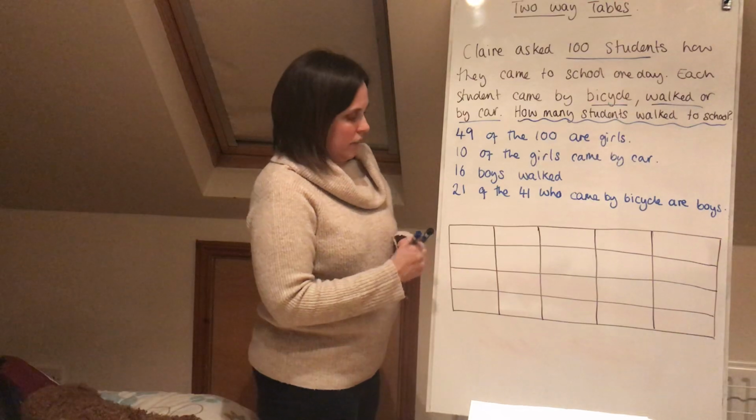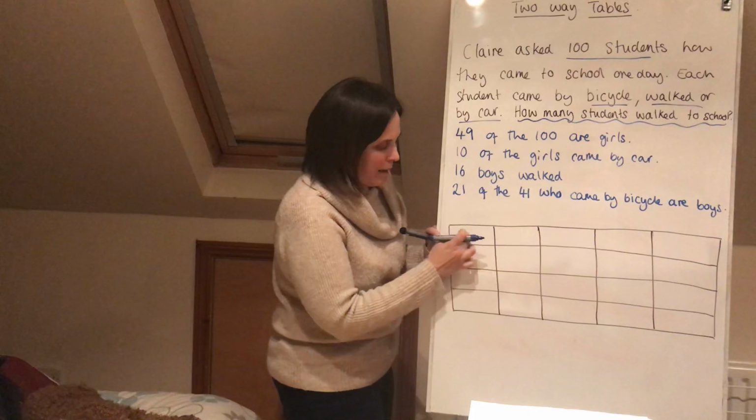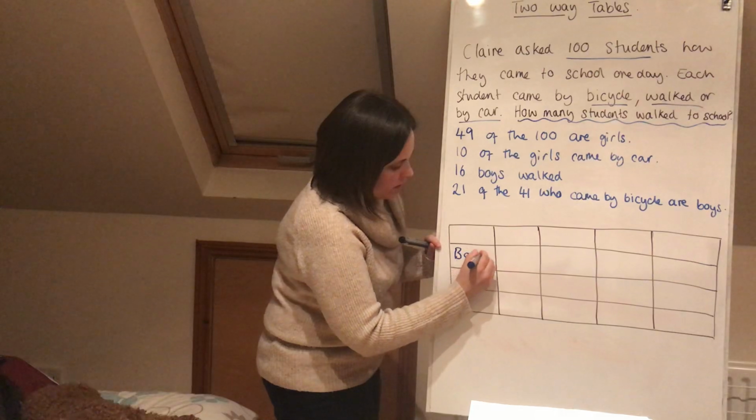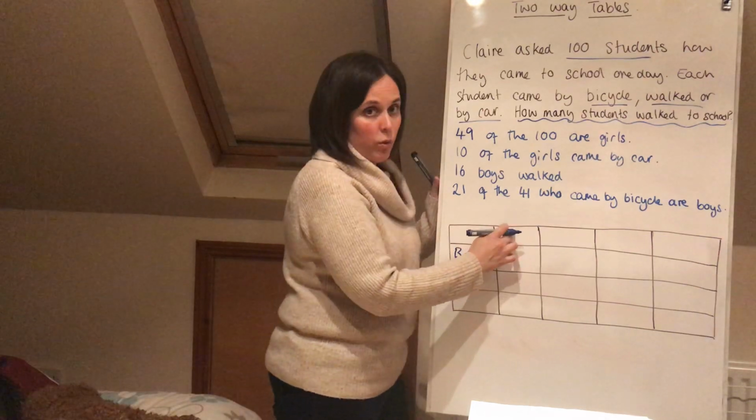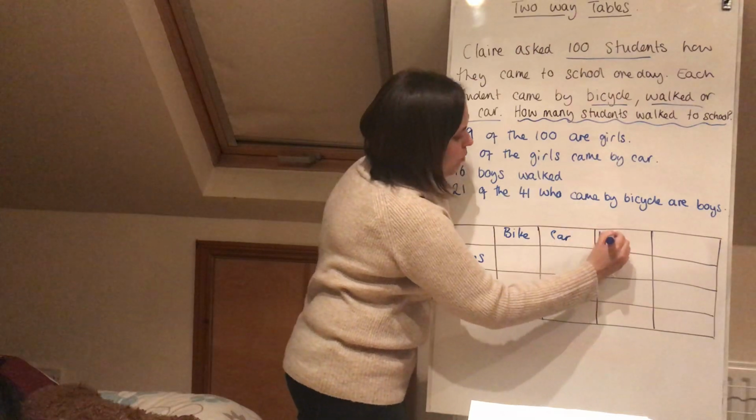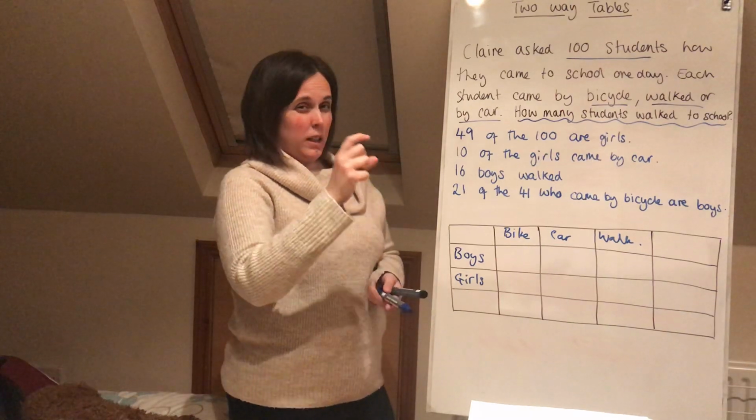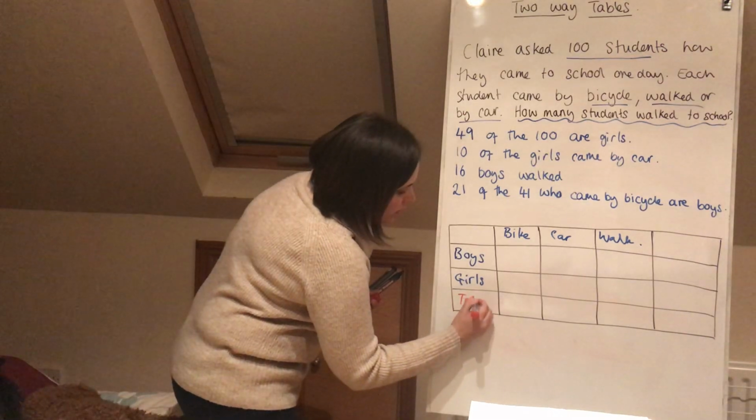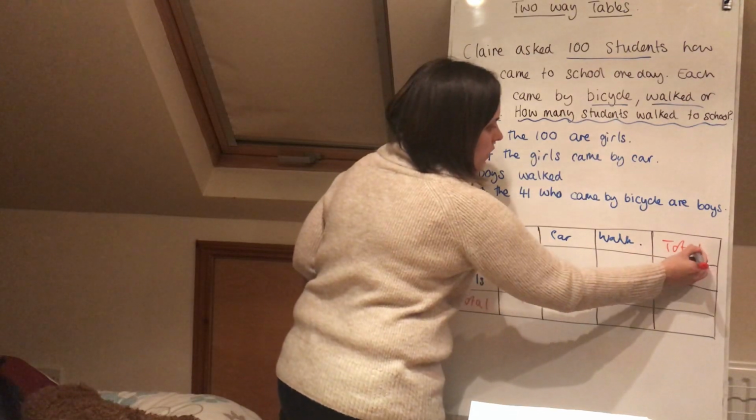So let's start filling it in. So you'd leave that corner blank, as you'll see why in a minute. And we're going to have boys and girls. And then along the top you will have your three modes of transport. So I'm going to put bike, car and walk. Alright, and then you might wonder why I've got an extra one. Now the extra one is for the totals, alright? So let's actually do that in red so it stands out. So that's how you construct it in the first place.